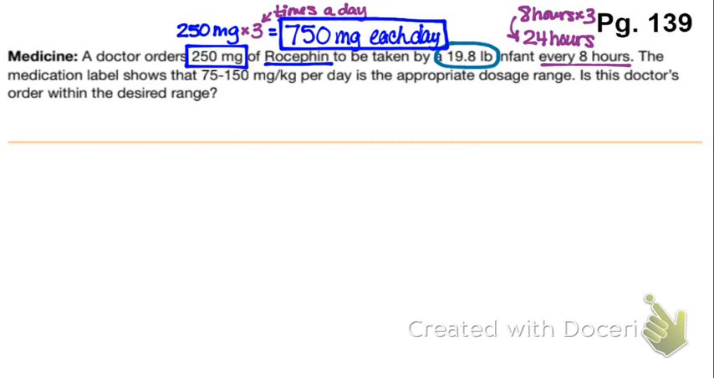The medication label that the pharmacist looks at to make sure that this actually is within that effective range has to be enough that it does something, but not so much that they overdose on it. We've got this little window. What is that window?